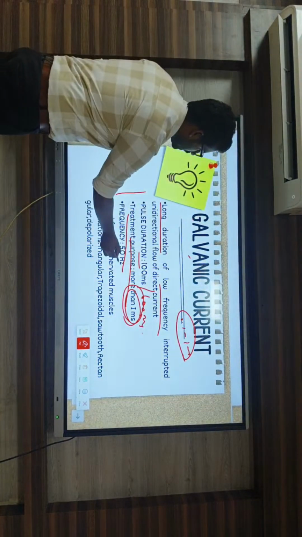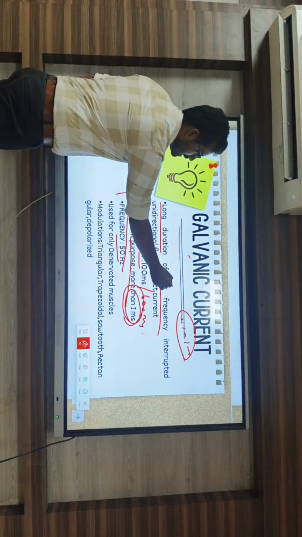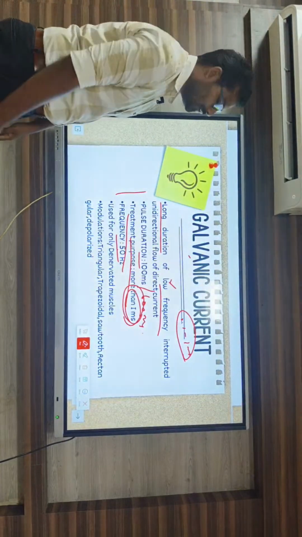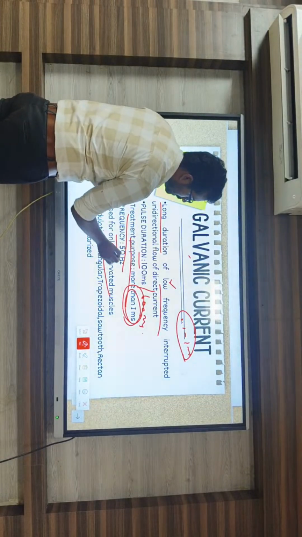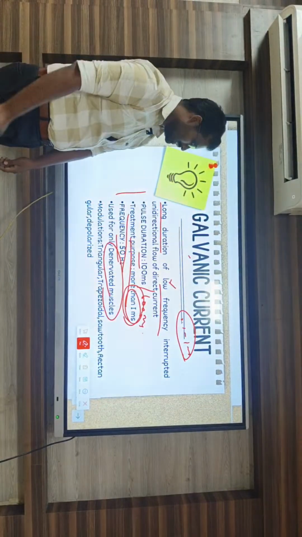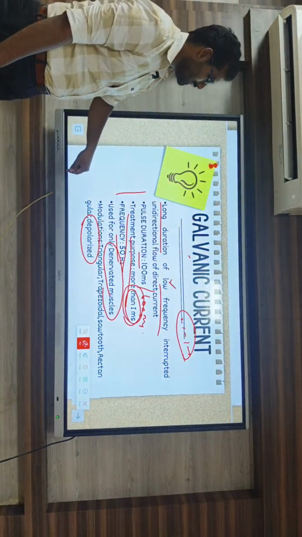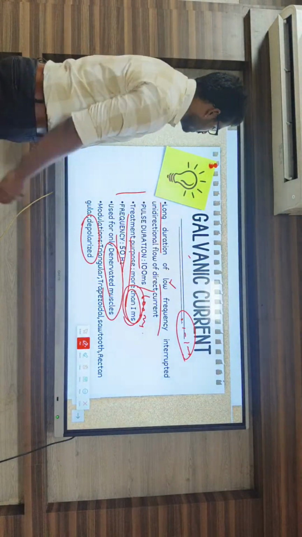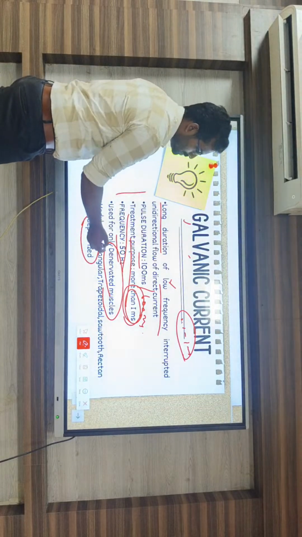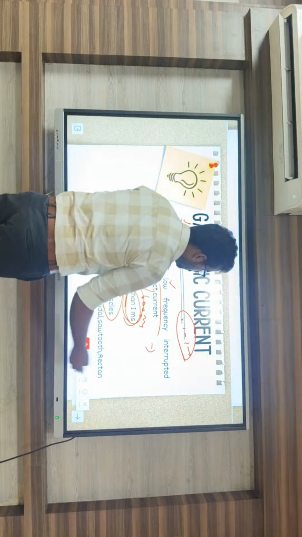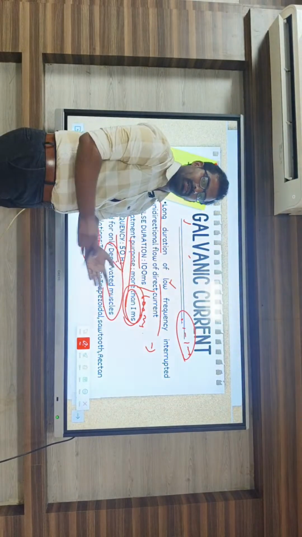What about the frequency? This is a low frequency current, 50 hertz, and it's only used for denervated muscles because of the depolarized modulation. We're going to see the modulations shortly. The galvanic currents are only used for denervated muscles, and the Faraday currents are used for innervated muscles. This is the basic one.